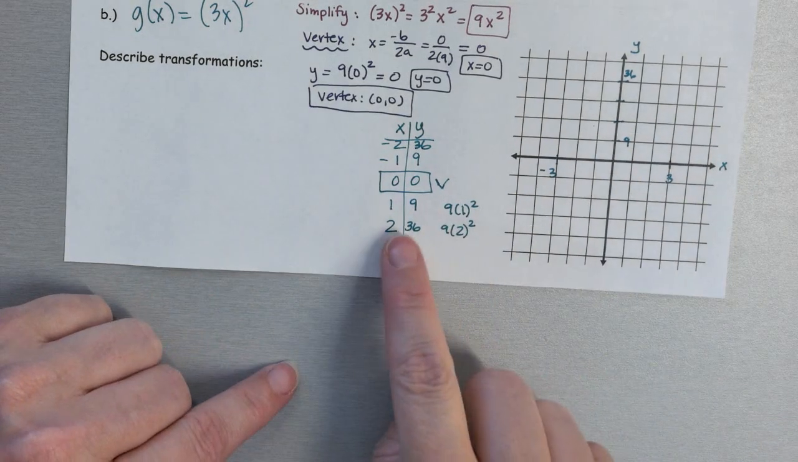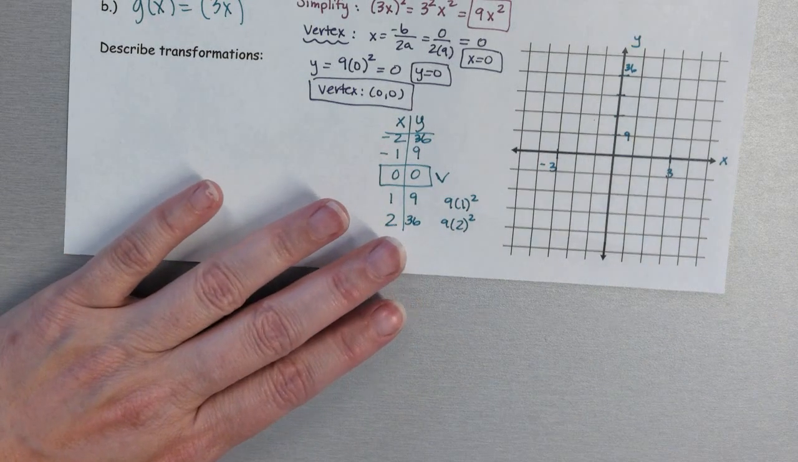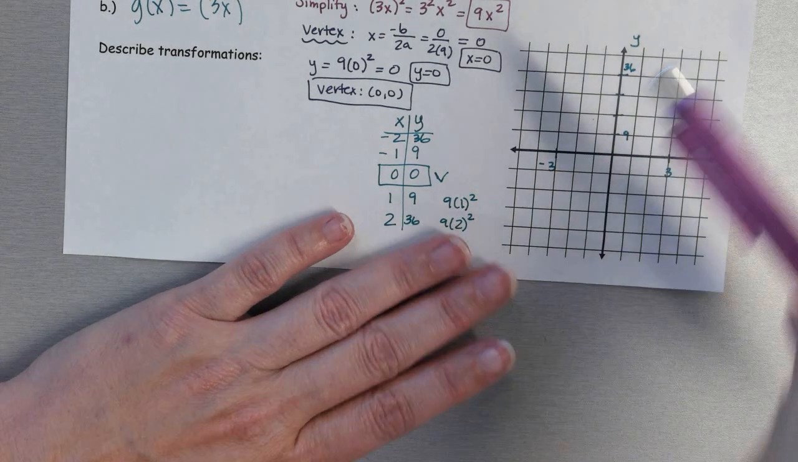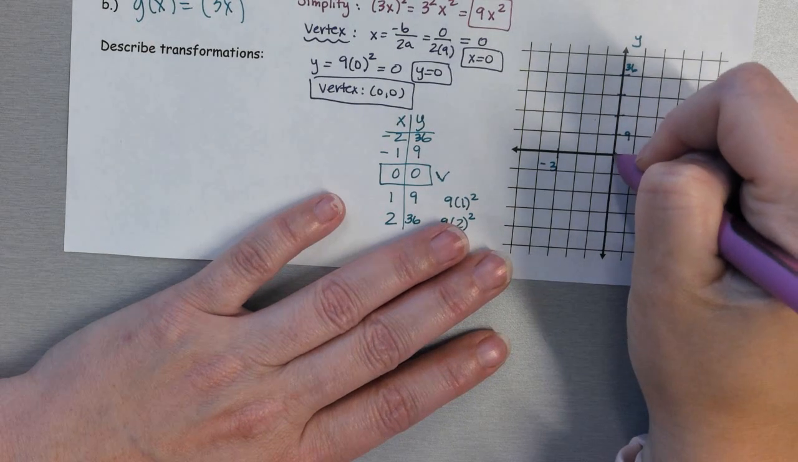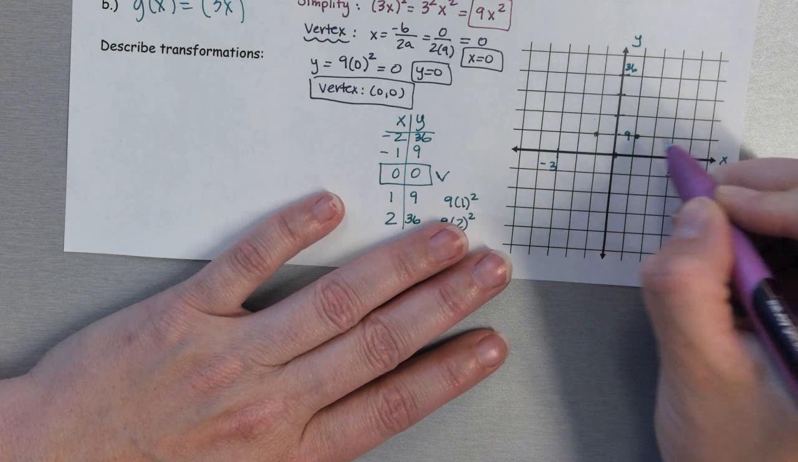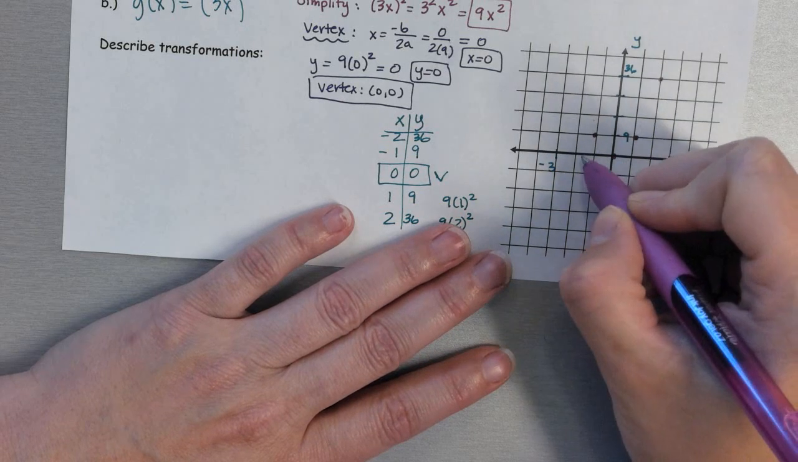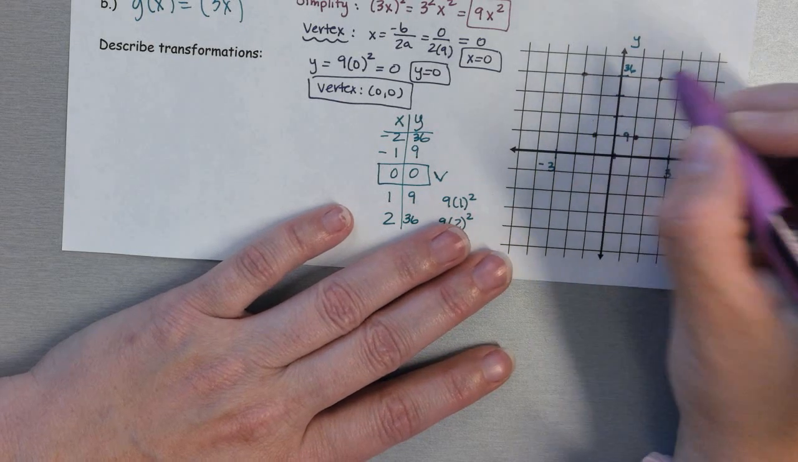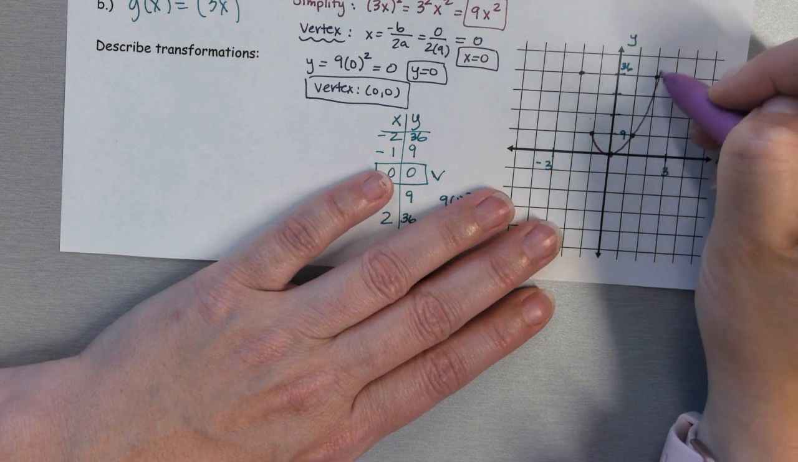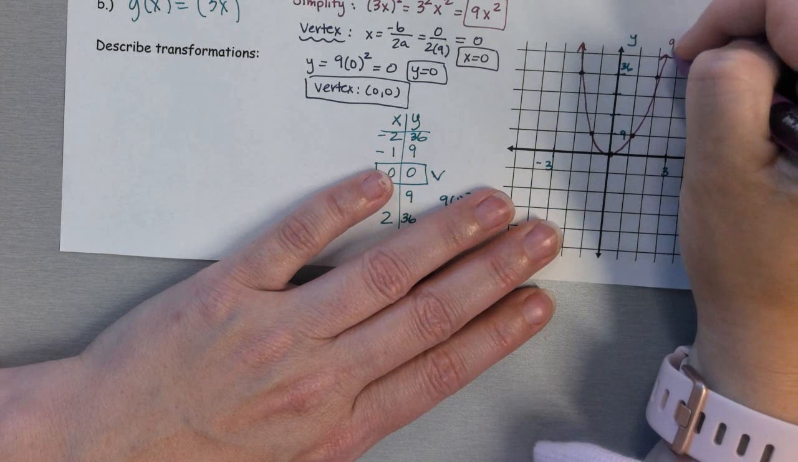All right, so I'm going to graph this. All right, so I have 0, 0. Actually, I'll use a different color. 0, 0. Negative 1, 9. And then this should be symmetric. And then 2, 36. Okay, this is our g of x.